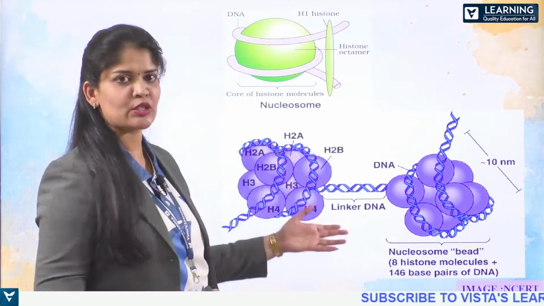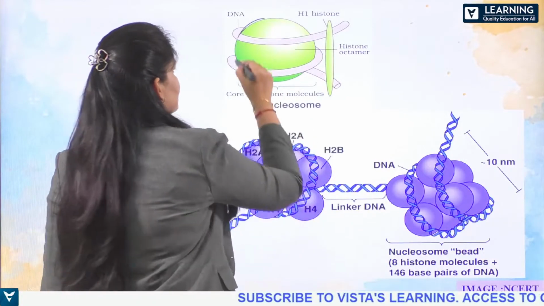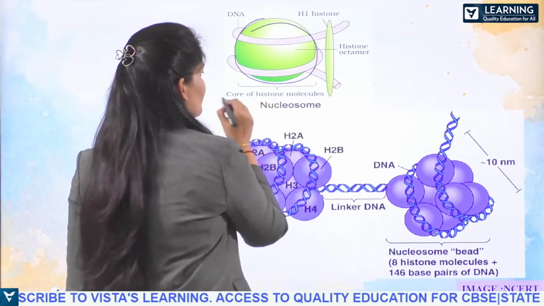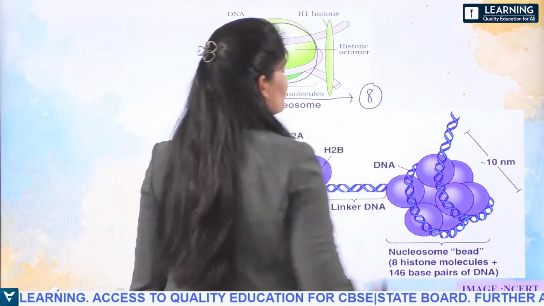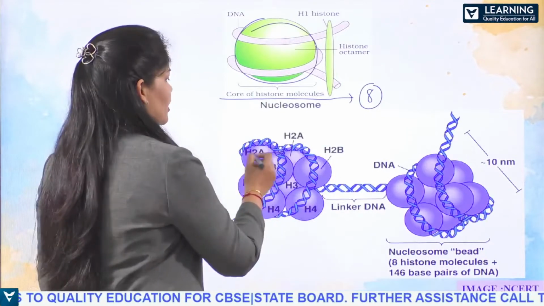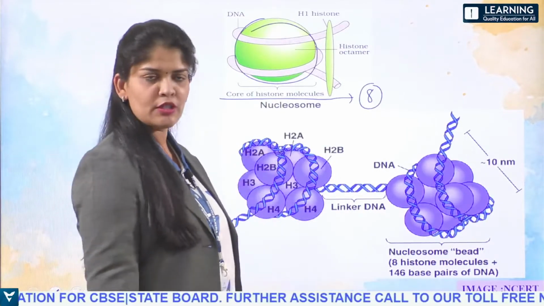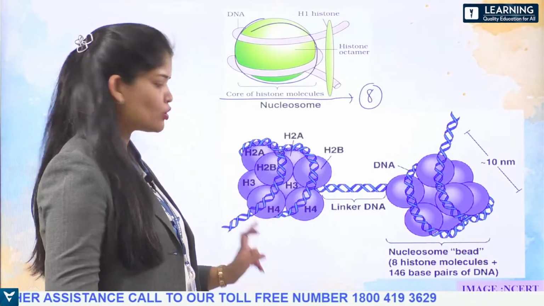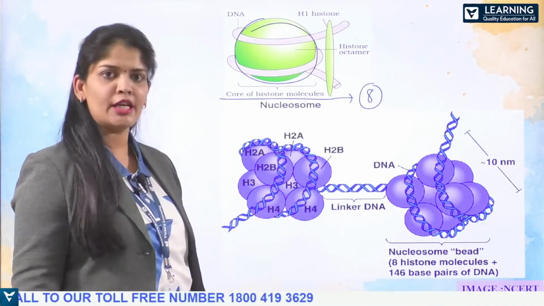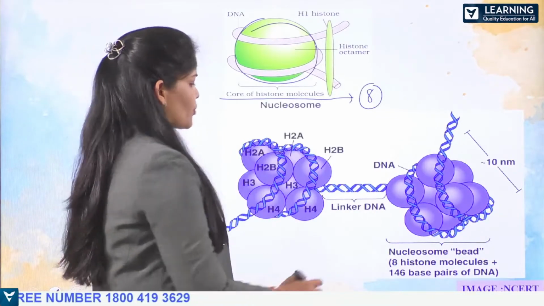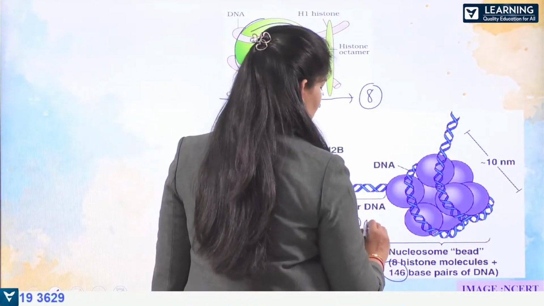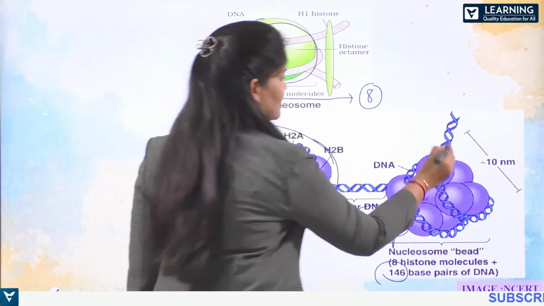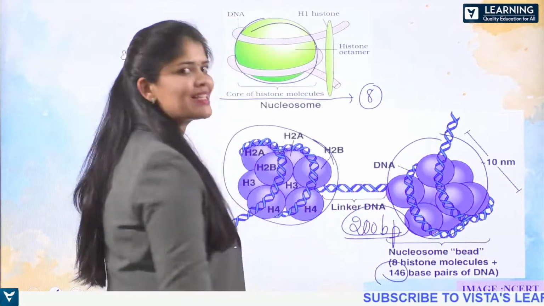So this is how. Just now I explained, as it is given like a single molecule, it is not a single molecule, it's a core which consists of 8 histone proteins inside it, which is made up of 2 H2A molecules, 2 H2B molecules, 2 H3 histone molecules, and 2 H4 histone proteins, right? So here approximately it may go 200 base pairs. And this is considered as bead, and this is considered as string, thread.